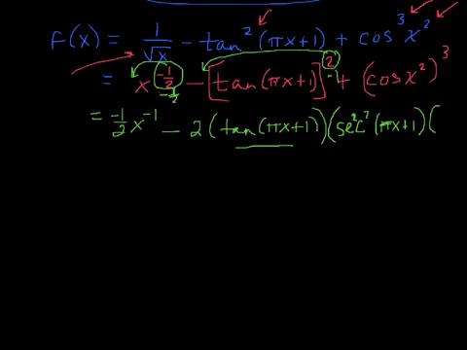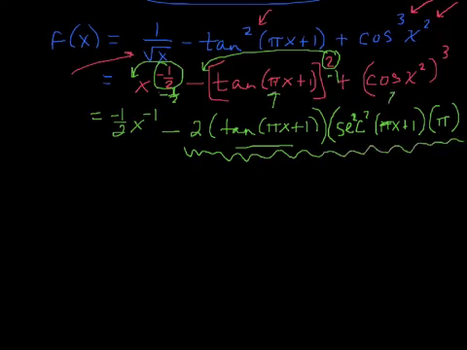Now times the derivative of the angle, pi x plus 1. Pi is just a number. So think of it, if I had 3x, you would tell me the derivative is 3. Well, if I had pi x, the derivative is pi. Oh, I ran out of room. Okay, all of that I just did, that's just the derivative of the tangent expression.